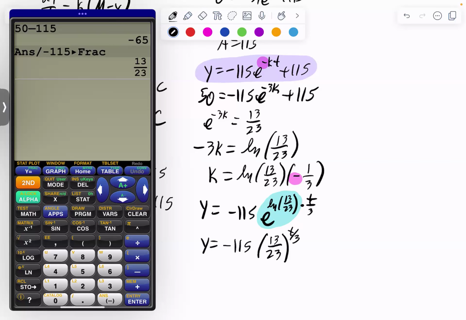And so here is, oops, I'm forgetting the plus 115. So here is our final function as a function of t, with all of our constants filled in, so yay.